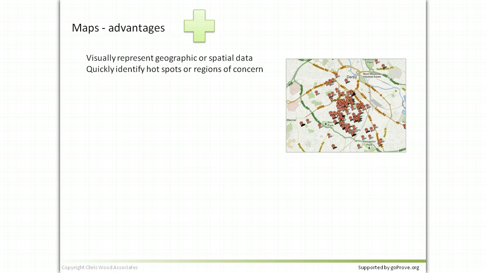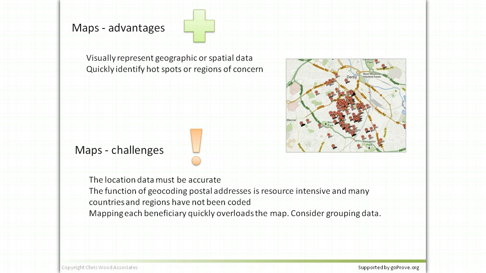The advantages of a map are that they visually represent geographic or spatial data. The reader can quickly identify hotspots or regions of concern. However, the location data must be accurate. If you're looking to geocode your postal addresses, be aware that it's resource intensive and many countries and regions have not yet been coded. If you're considering mapping each beneficiary, they will quickly overload your map. Consider grouping the data.